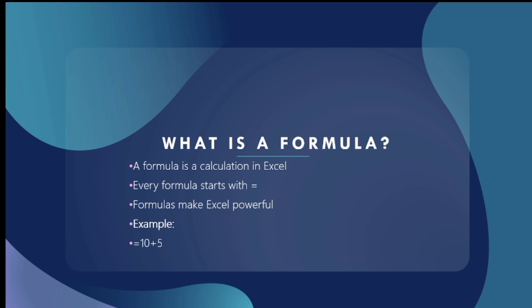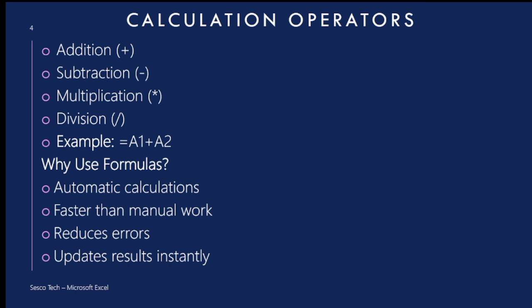Formulas make Excel powerful. For example, we have 10 plus 5. We have to start it with equals to 10 plus 5. So what are the calculation operators in Excel? We are talking about the primary basis of calculation: the addition, the subtraction, the multiplication, and the division. These are the basic formulas in Excel, which we are all aware of. We know how to use plus, minus, division, multiplication. These are primary calculations. Why use formulas? It automatically calculates, it makes work faster, it reduces error, and updates results instantly.